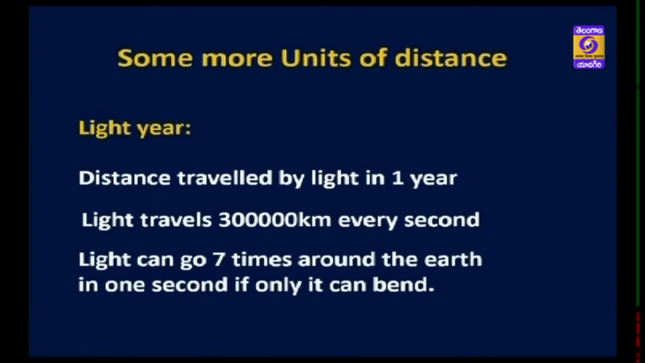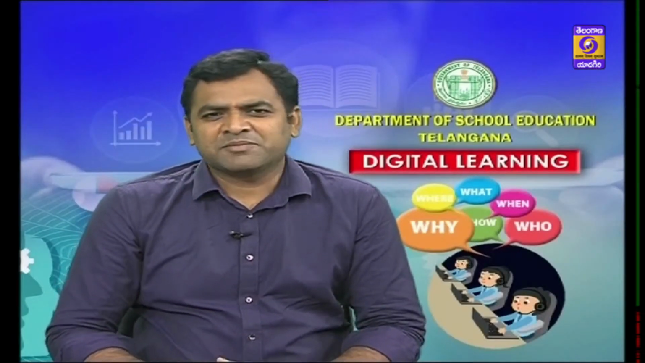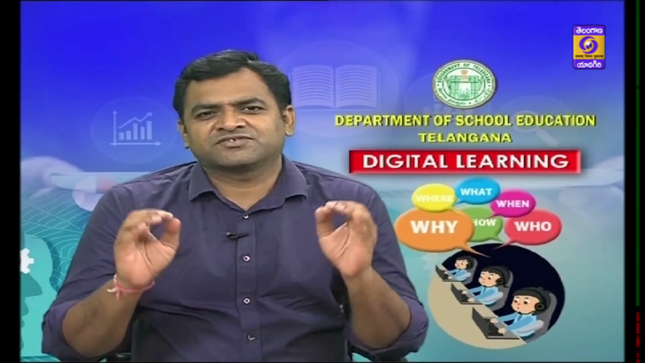At this speed, light can go 7 times around the earth in 1 second, if only it can bend. We all know that light travels in straight lines, it can never bend. Light year, which is equal to 9.46 into 10 power 12 kilometers, is the distance which is traveled by light in 1 year.